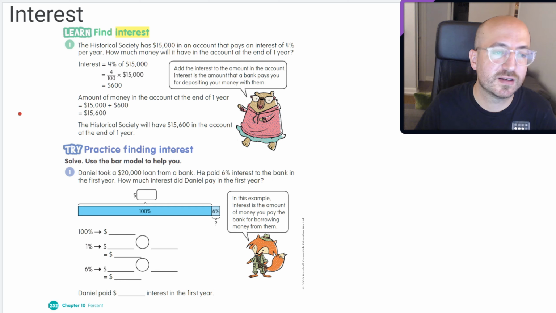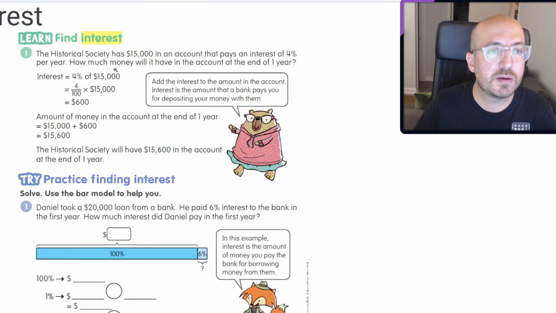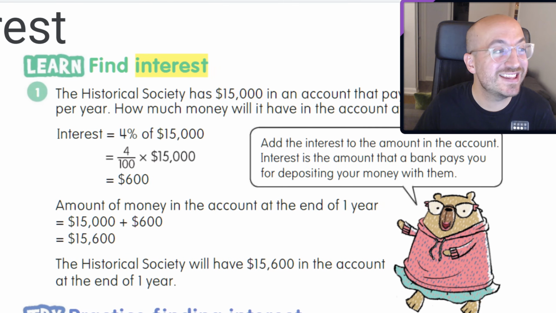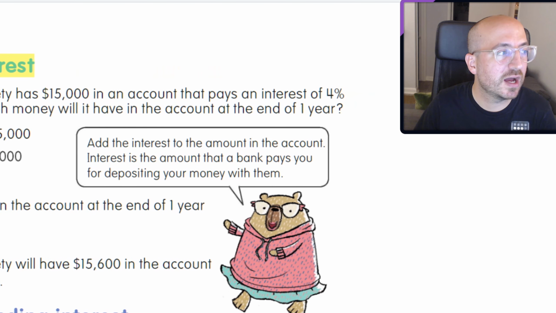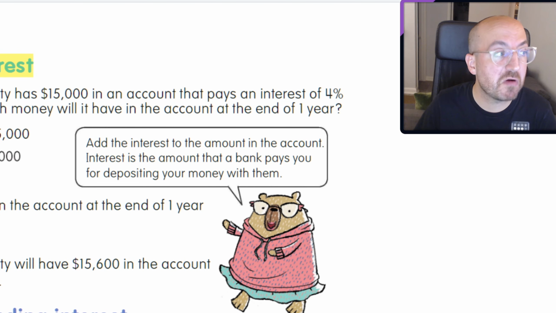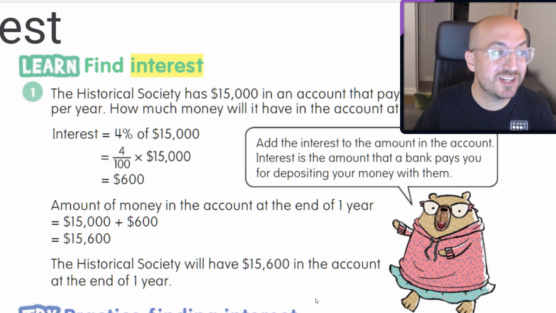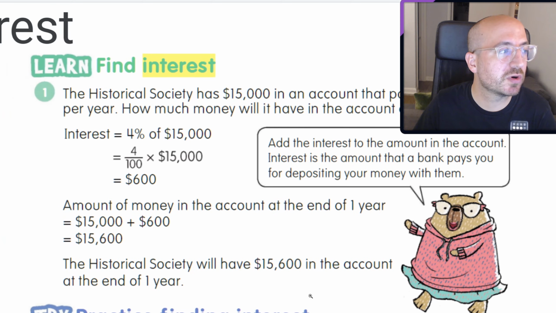Hey guys, let's work on interest. So I guess I'll zoom in. Historical Society has $15,000 in an account that pays an interest of 4% per year. So interest grows your money. Interest will grow your money.